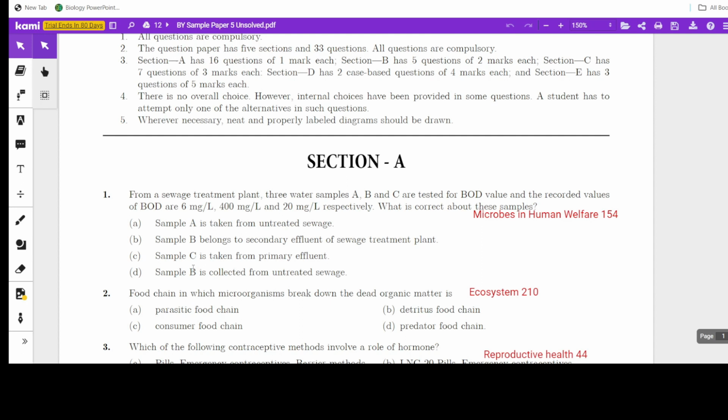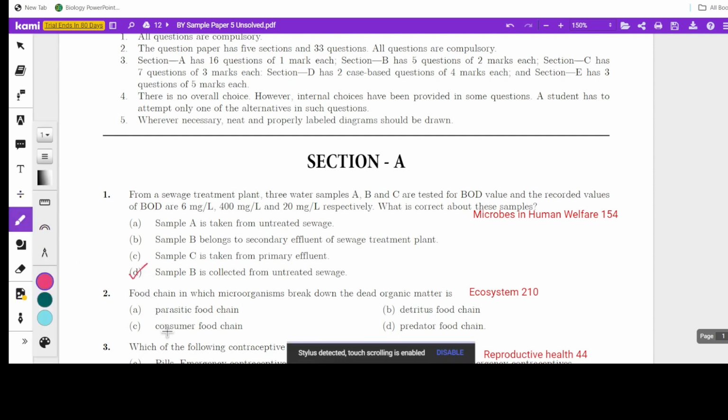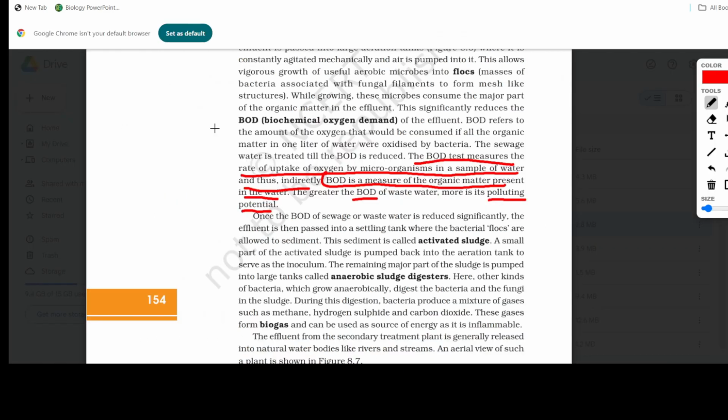Sample C is taken from the primary effluent. No, comparatively it is less. Sample B is collected from the untreated sewage. Yes, that's right, because there the BOD value is high. So the answer is sample B. Got it? This is how you have to answer this question. I hope you understood how this part is important and what is biochemical oxygen demand. Clear, children? Now let's move on to the next question.